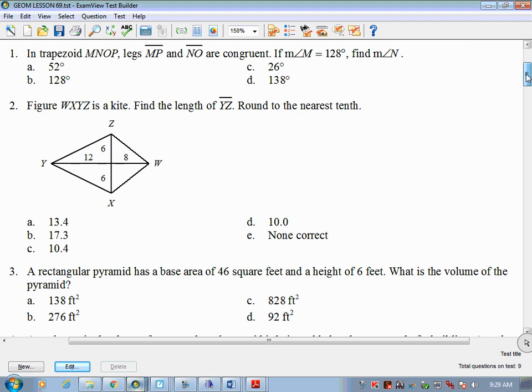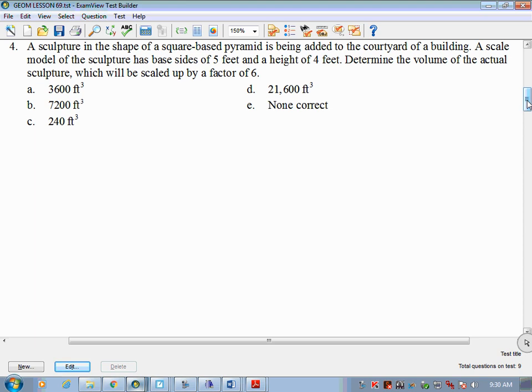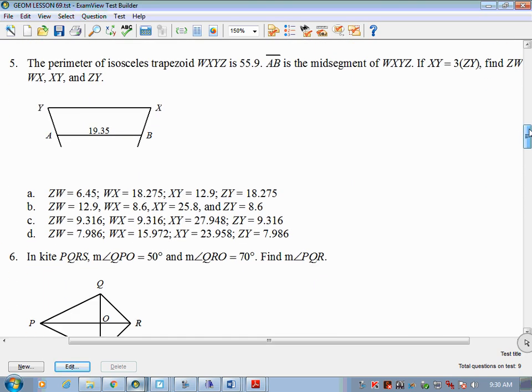All right, let's come down to number 3. Rectangular pyramid. Now let me look at this. We're going to skip 3. I don't know how this got in here, but this is actually a lesson 70 question. So we'll look at that with our next lesson. We won't look at it today. Let's make sure I don't have any of those others. Lesson 40 is a lesson 70. We won't do that one today.